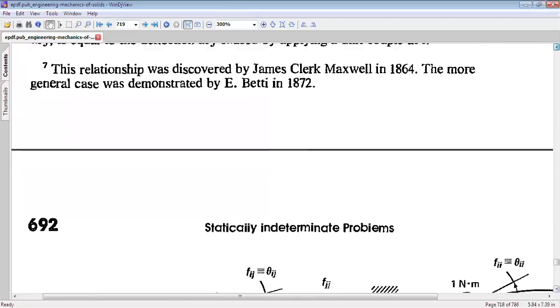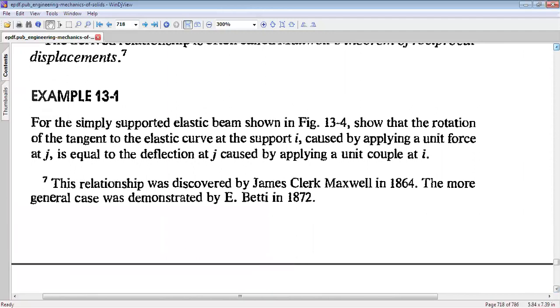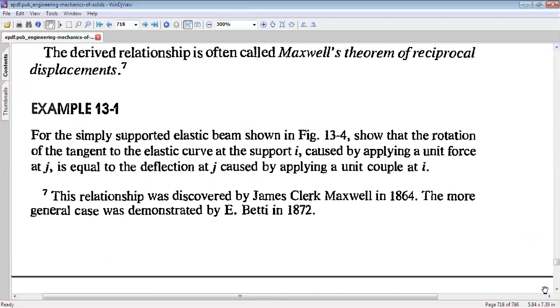Now let us look at this example. For the simply supported elastic beam shown in figure 13.4, show that the rotation of the tangent to the elastic curve at the support I caused by applying a unit force at J is equal to the deflection at J caused by applying a unit couple at I, right? So let us see how we can do that.